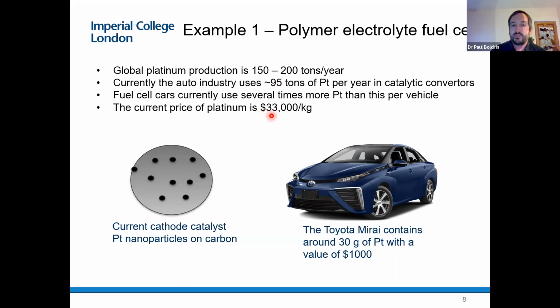And the other problem is platinum's current price. This was a few months ago, so it might be more or less than that, but it's tens of thousands of pounds or dollars per kilogram. So the Mirai has about £1,000 worth of platinum in it.